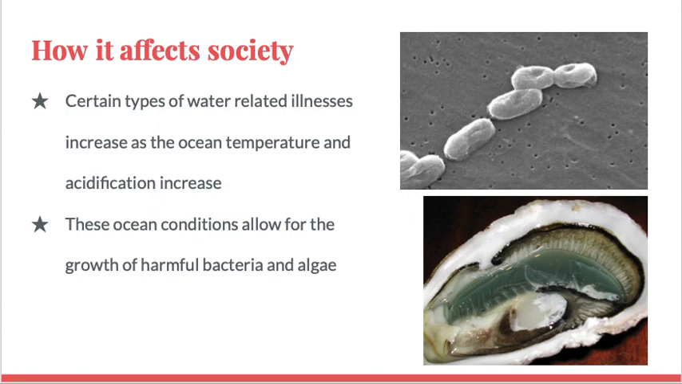How it affects society. Certain types of water-related illnesses already occur in Puerto Rico, like vibriosis, which is a bacterial infection that can come from drinking infected water or eating shellfish with that bacteria. Another illness is ciguatera poisoning, which comes from eating fish that have a certain type of algae. The higher ocean temperatures and the acidity of the ocean allow these types of bacteria and algae to thrive.